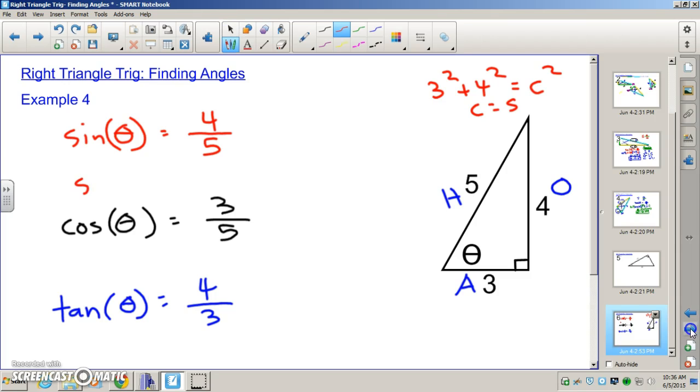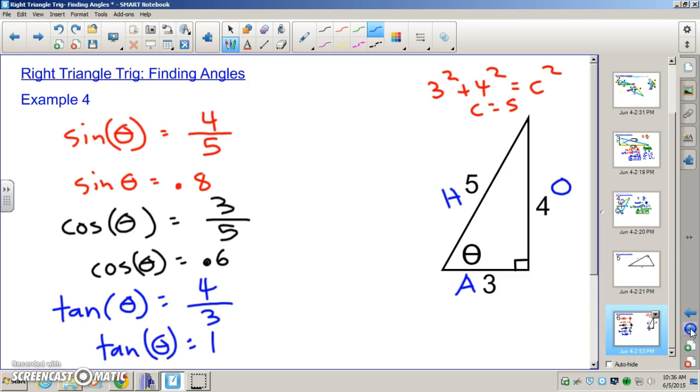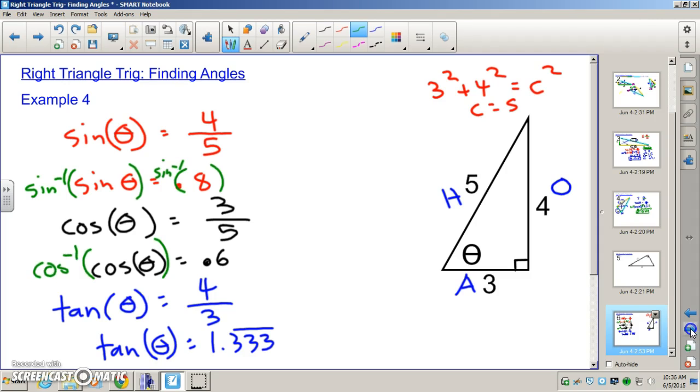Because notice, this would be sine of theta equals 0.8. This one here would be cosine of theta needs to equal 0.6. This one here would be tangent of theta needs to equal 1.3333 repeating. Again, they feel different. Here you would have to do inverse sine of both sides. Here you'd have to do inverse cosine of both sides. Here you'd have to do inverse tangent of both sides. Again, everything feels different. But let's take a look.